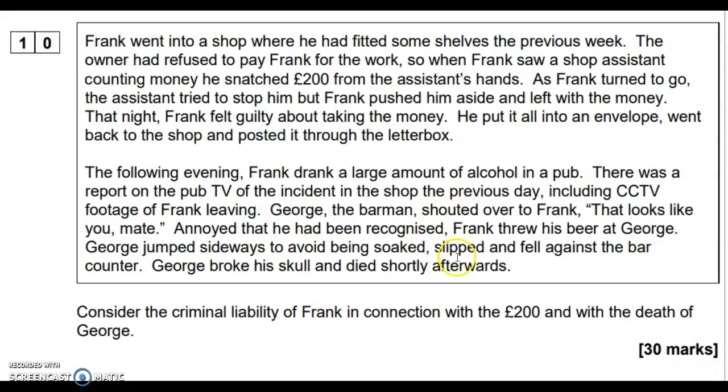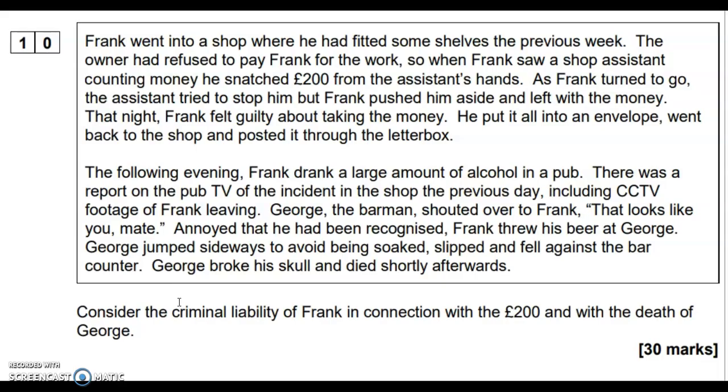So this is the second part of your answer, where you need to discuss what crime Frank might be responsible for with regard to the death of George. So the offence that you would need to talk about here is the offence of unlawful act manslaughter. And that's because Frank has thrown his beer at George. George has jumped sideways to avoid being soaked. So it's clear Frank has committed the unlawful act of an assault by throwing his beer towards George. And that's potentially resulted in George's death.